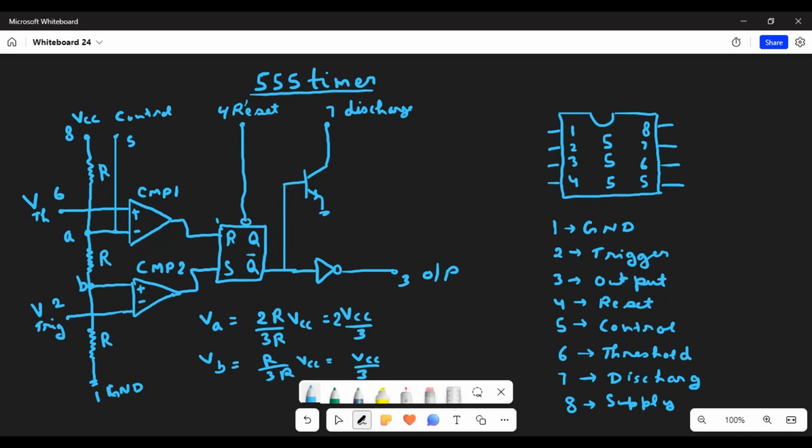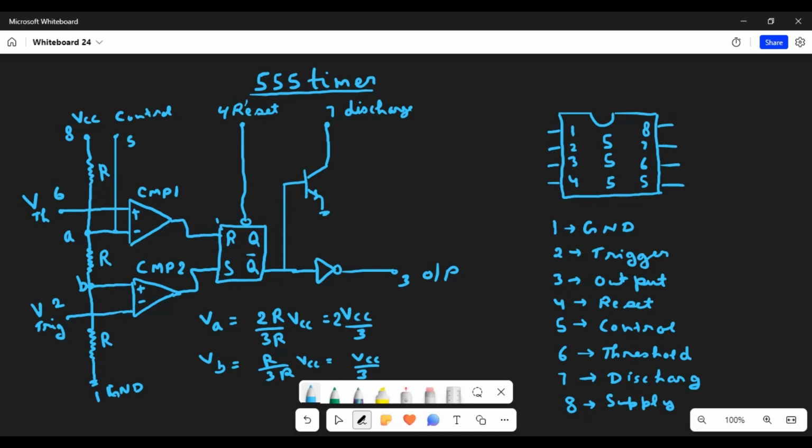It basically has two comparators which give input to an RS flip-flop, then there is an inverter, and at pin number 3 we get an output. Pin number 4 is for the reset of the flip-flop, and at pin number 6 we apply a threshold voltage, which is the non-inverting terminal of comparator 1. Comparator 1 gets its inverting voltage at point A, which comes from a series of resistances R, R and R, connected to the supply VCC.